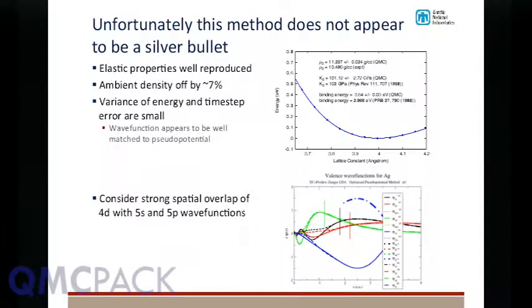Now, one thing that was encouraging is all of this effort to reduce the non-local channel in the pseudopotential did pay off, in that the variance of the DMC local energy and the time step that I needed to get a small time step error were very small. So the wave function was actually fairly well adapted to the pseudopotential that I used. It's just that the Hamiltonian that I solved was the wrong one for silver.